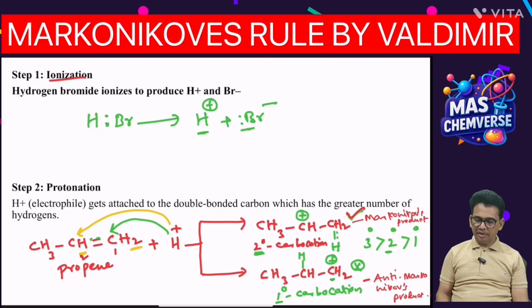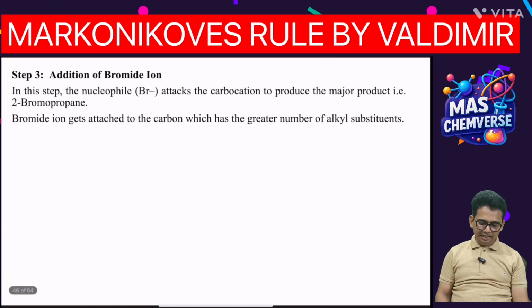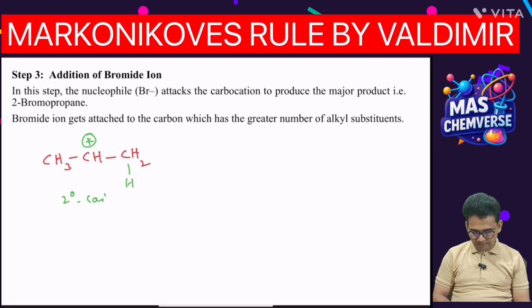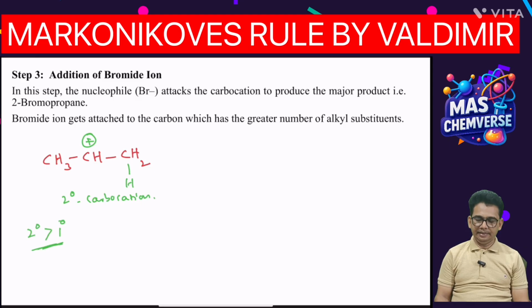Markovnikov product means which carbocation? Secondary carbocation is more stable when compared to the primary carbocation. That's why in the next step, we are considering only the secondary carbocation. Why are we considering the secondary carbocation here? Because secondary is more stable than the primary. Now you can see what product will be formed.